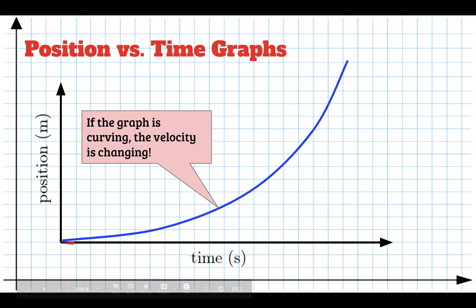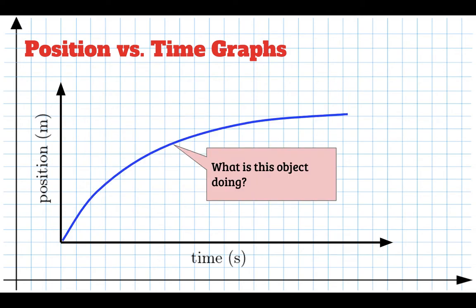The velocity is changing. The slope down here is not the same as the slope here. The slope is increasing. And so this graph is actually curving upwards. The velocity is increasing. The slope is increasing. We say that's a positive acceleration.